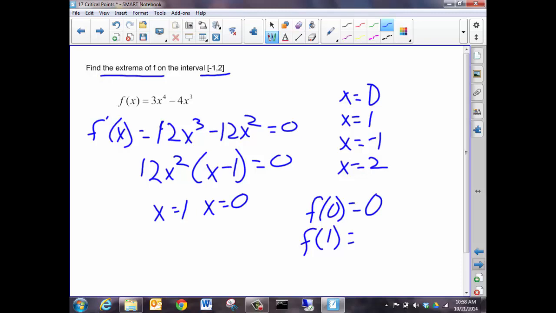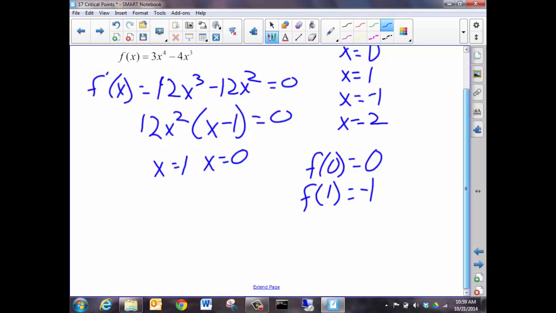I don't think so. Oh, good question. What are we plugging into? What are we looking for? The extreme values of f. So we're plugging into the function f, the original function, okay? What happens when I plug 1 into the original function? -1. Okay? What happens when I put -1 into the function, the original function?